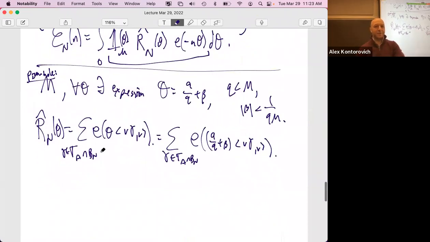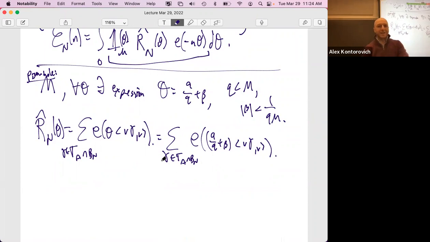I haven't done anything. I'm just reminding you what the exponential sum was. And then I'm replacing theta by this expression a over q plus beta. Now here's a hint of why in the major arcs we're going to see something about the modular contribution.